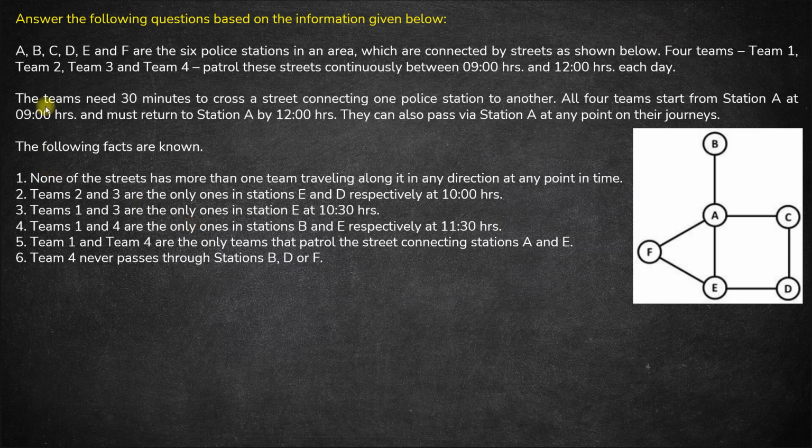Hi, in this set we have A, B, C, D, E and F, which are 6 police stations in an area. These are the police stations. This is the diagram of how they are located, and they are connected by streets as shown in this figure. Now 4 teams, 1, 2, 3 and 4, patrol these streets.